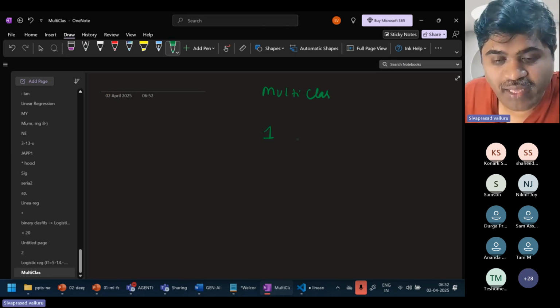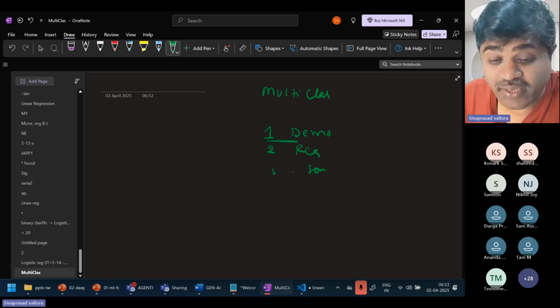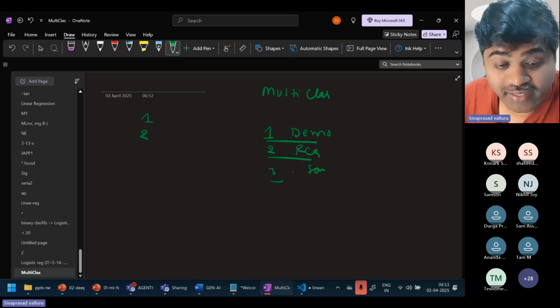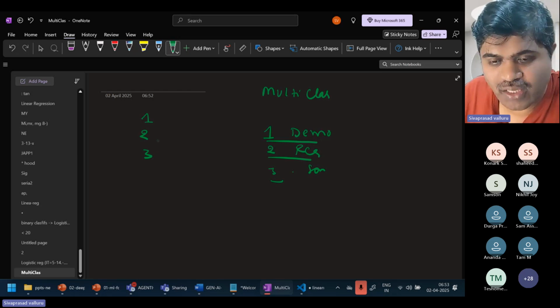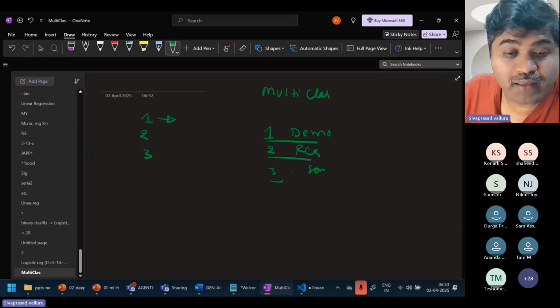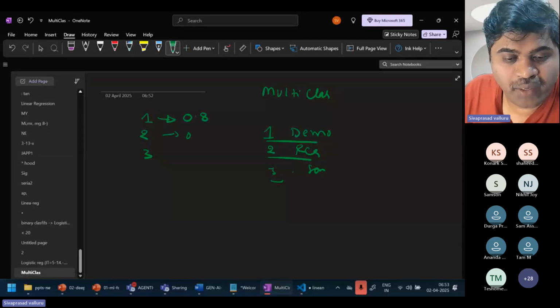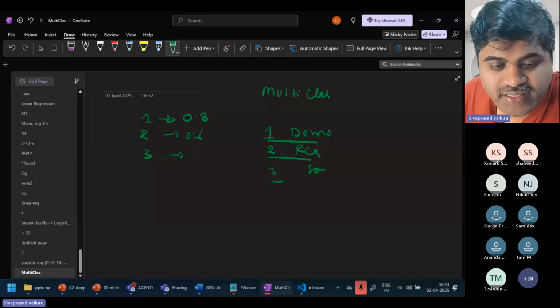So number one, we have Democratic Party. Number two, we have Republican Party. And number three, we have some other party. Now if I apply logistic regression for these three classes, I have to predict 1, 2, or 3. Here there are three classes. After running the logistic regression algorithm, we'll get the probabilities of 1, 2, and 3. Let's assume for 1 we get 0.8, for 2 we get 0.6, and for the third choice I get 0.9.